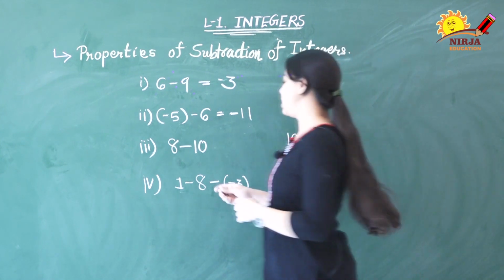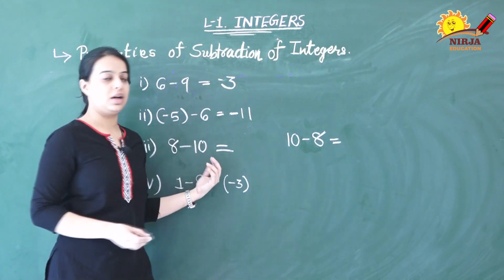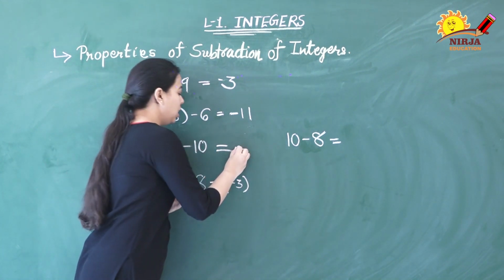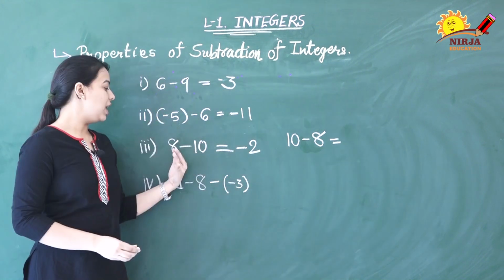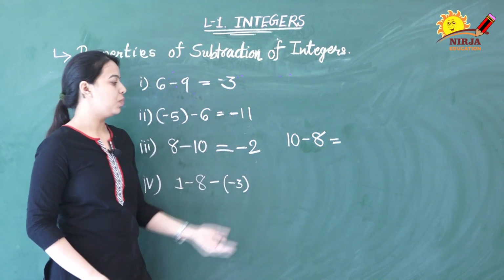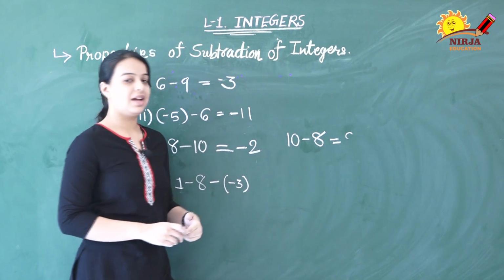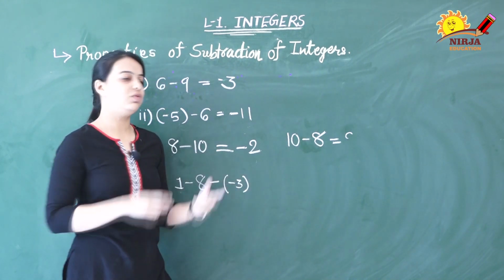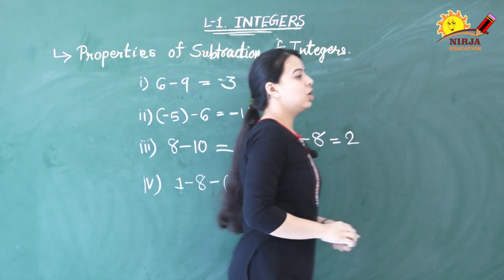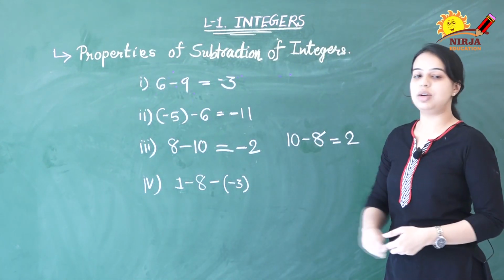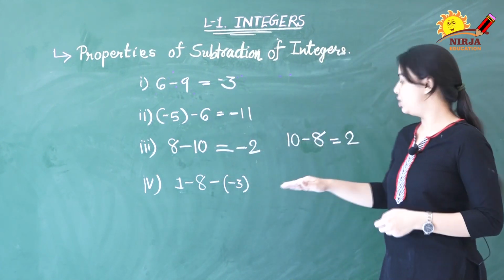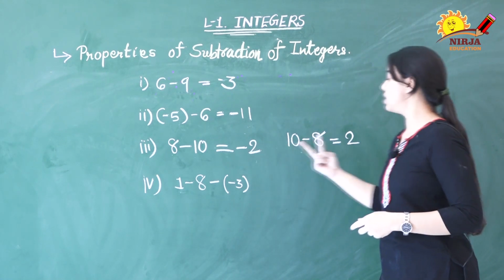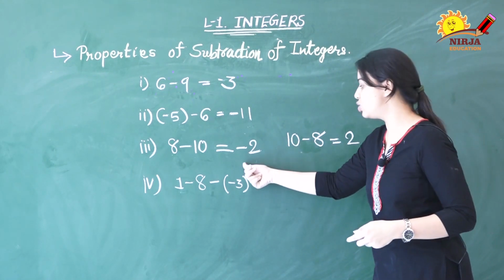Now let us see other examples. Here I have taken 8 minus 10. Again one is positive, another one is negative. I am going to subtract 10 minus 8. We need to put the sign of the bigger one. 8 minus 10 is equal to minus 2. Now 10 minus 8. And as you all know, if we perform 10 minus 8, we will get 2. So here first we have done 8 minus 10, then we have done 10 minus 8, and both times the results are different. Here minus 2 and 2.